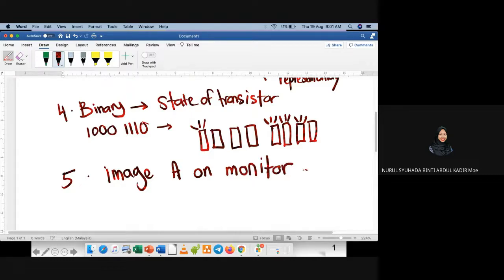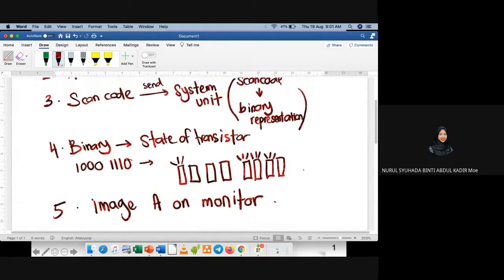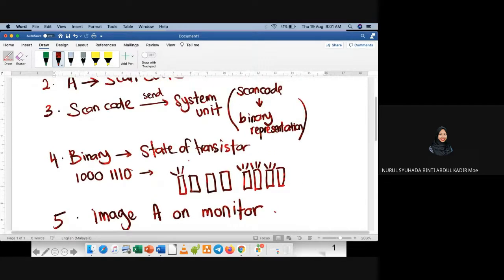This is why we learn computer science, people. We need to know what actually happened behind the scene. Apa yang kita tahu selama ni, whatever we type, for example, we type A, dia terus appear dekat depan mata kita, dekat screen. But what actually happened melibatkan semua proses ni.